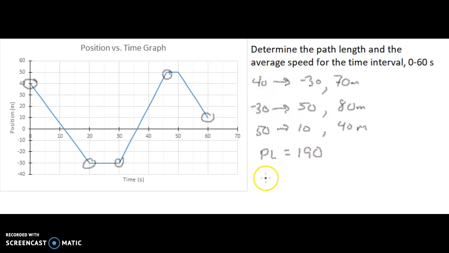All right, now to figure out the average speed, the average speed is the path length divided by the change in time. So we have 190 meters over 60 seconds, and that would give you 3.16 meters per second.